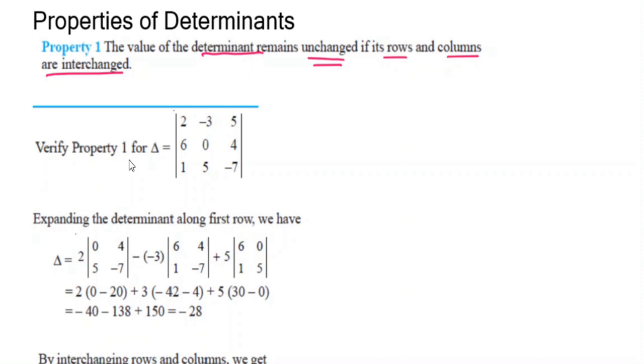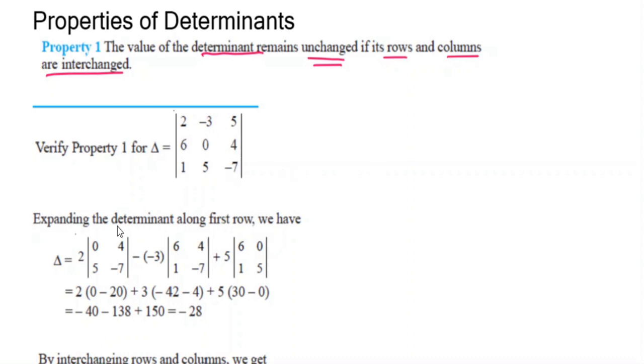Verify the property 1. This is the property 1. What is that property? By interchanging the rows and columns, the value of the determinant is not going to be changed. Okay, it remains unchanged. So that is the one we are going to prove. Verify the property 1 for the determinant with first row 2, minus 3, 5, second row 6, 0, 4, third row 1, 5, minus 7.